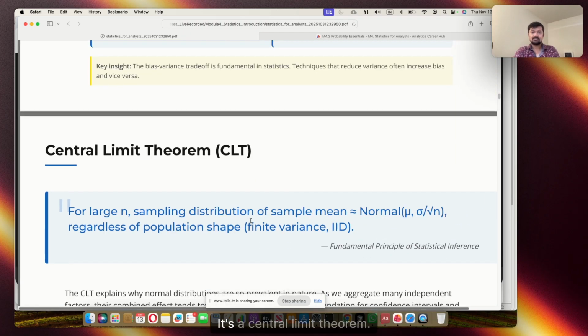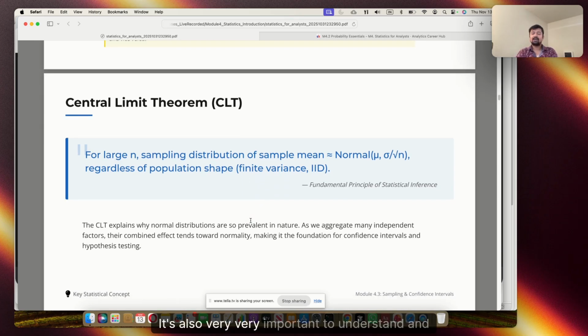After this, it's the central limit theorem. It's also very, very important to understand and learn for sampling strategy. For a large n, in the sampling distribution, the sample mean is generally normal, regardless of the population shape. So if you consider the central limit theorem, you will get a sample mean that, regardless of the population shape or size, reflects the complete population mean.